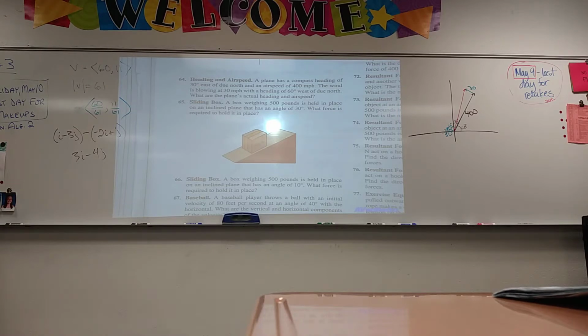How does it make it easier? Because now we'll be able to use the Pythagorean theorem and SOHCAHTOA. When we have a right triangle, we can use the Pythagorean theorem, we can use SOHCAHTOA, that makes life easier. If we didn't have a right angle, law of sines, law of cosines, perfect.